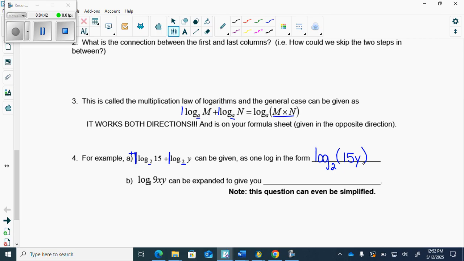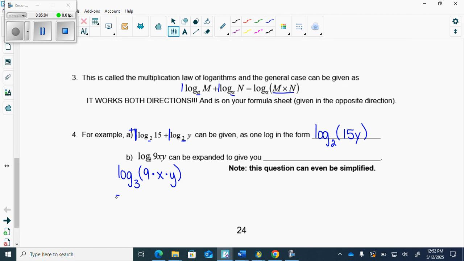Then this one is log base 3 of 9xy. What people have to remember is, and this is what I always do every single time when I see this, log base 3 of 9 times x times y. I put the multiplication dots in there so I remember that I can separate them. So I'm going to get log base 3 of 9 plus log base 3 of x plus log base 3 of y.